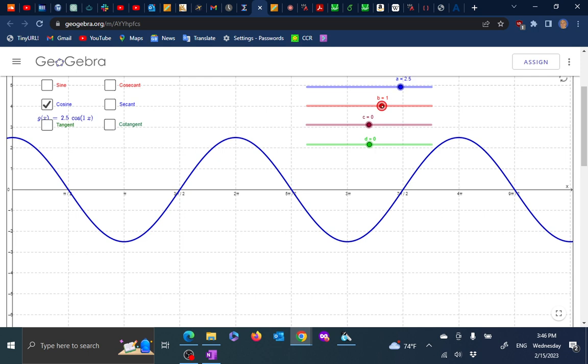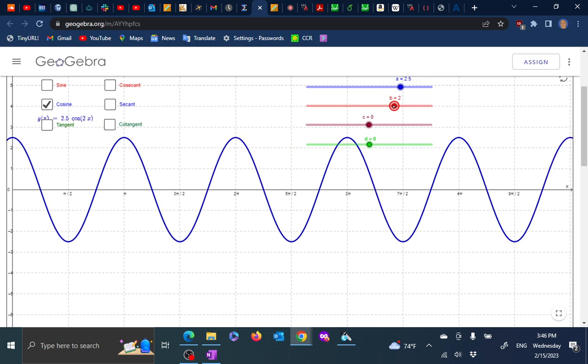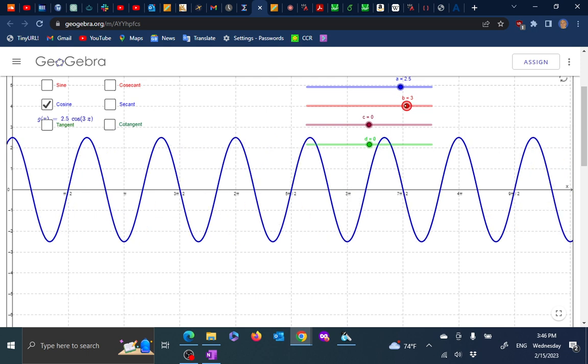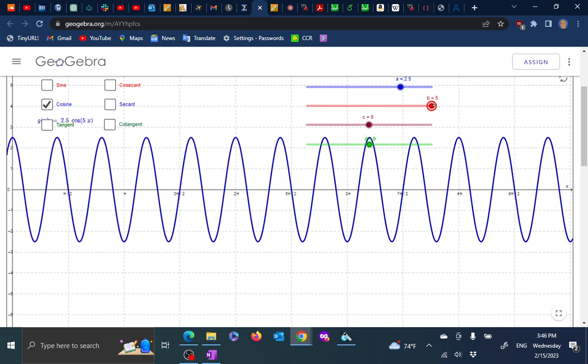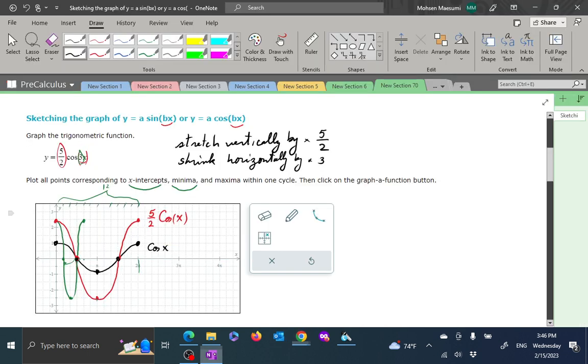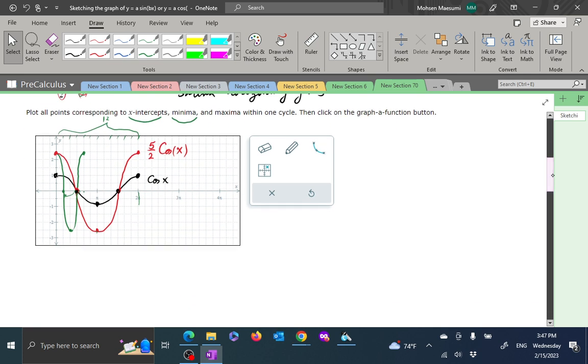B. B was 3. Notice what happens. I go to 1.5, 2, 2.5, and 3. You see that it compresses. Like if I go all the way to 5, it compresses a lot more. We are at 3. So this is the graph of the function we are after. So that factor of 3 is how much compression you are going to have. Factor of 2.5 is increasing the amplitude.